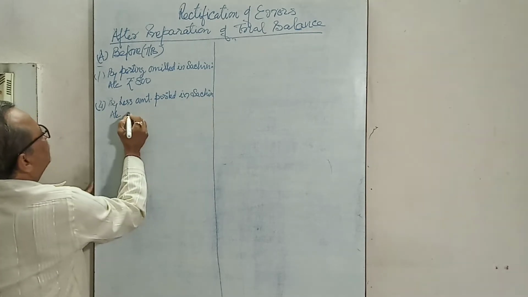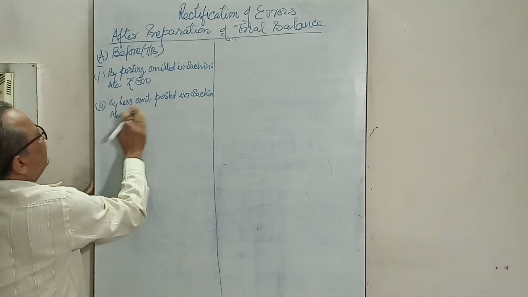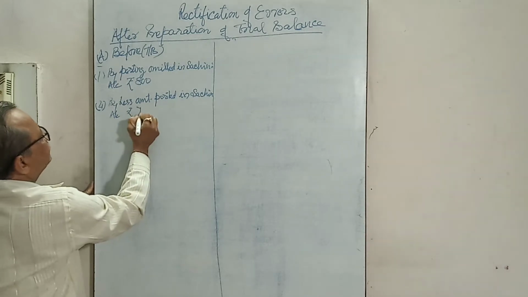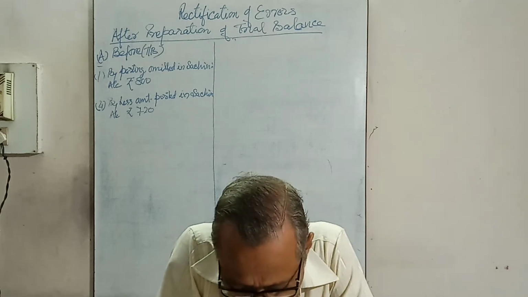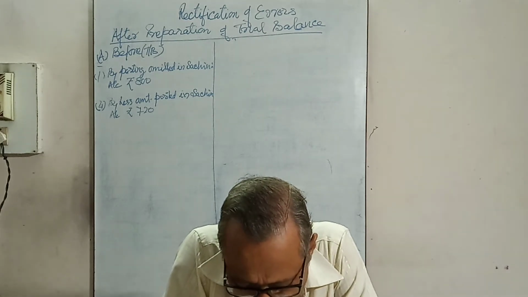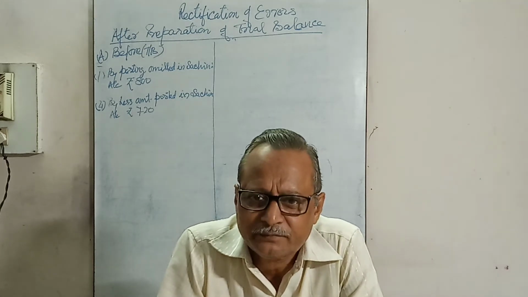Sachin's account by rupees 720. 800 minus 80. Third, goods costing 800 purchased from Sachin on credit.